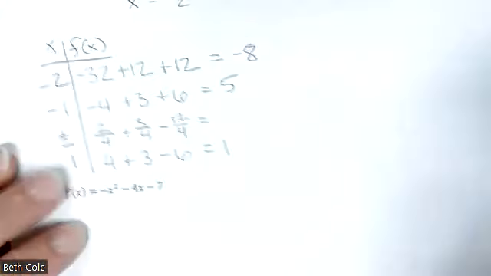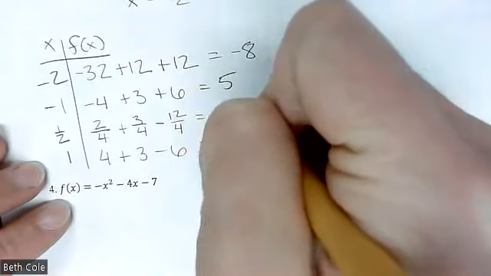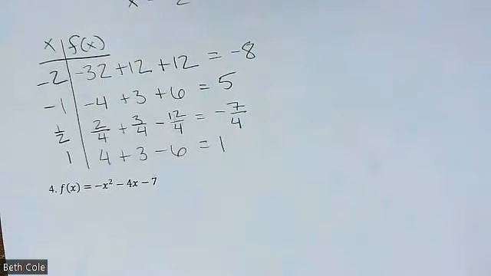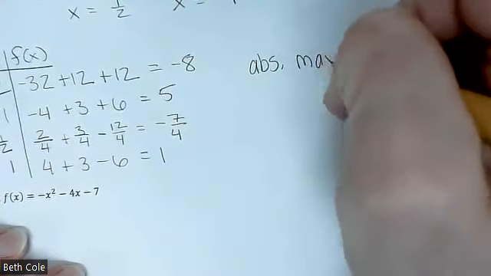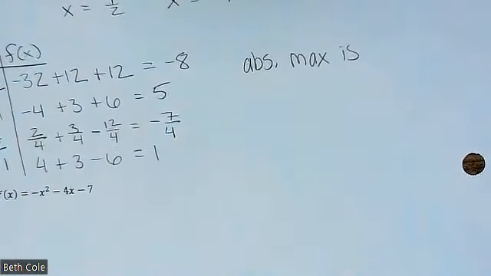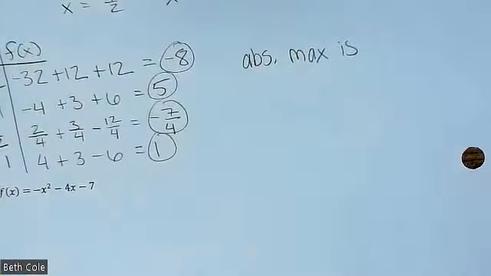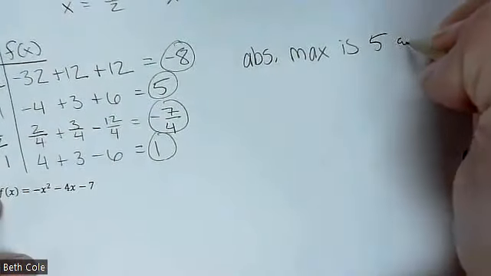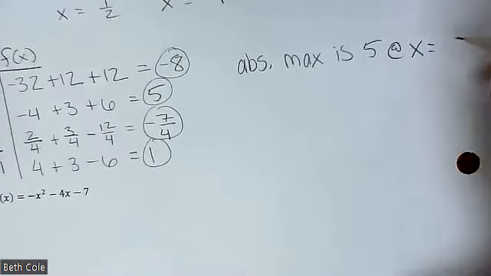All right, and then put that all together. 2 plus 3 is 5, minus 12, negative 7/4. And then you write the answer. That's all the work. Then you write the answer. The absolute maximum is, and what's the biggest number out of these choices? 5. At x equals, where did that happen?